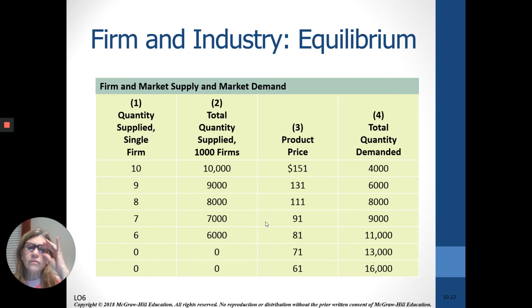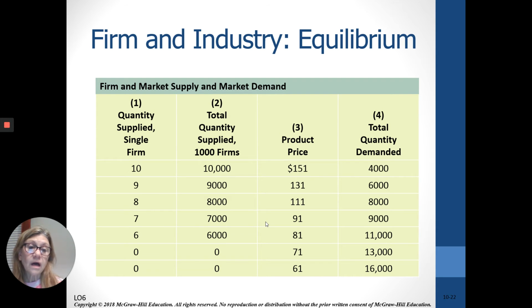So what if we are looking at the market demand and supply? Column 1 shows us the quantity supplied for that single firm. And what if there are 1,000 firms? We'll just multiply 10 times 1,000, which equals 10,000. 9 times 1,000 equals 9,000, and so on. So we have the quantity supplied for all of these firms, and we know that at higher prices, businesses are willing to supply more than at lower prices: the law of supply.